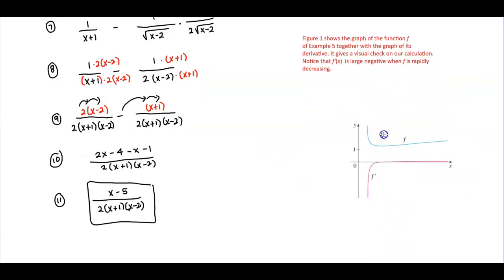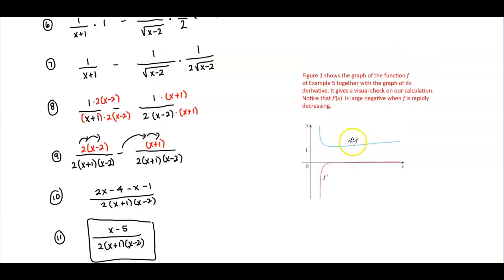Now, let's take a look at this graph. This represents the function, and this is the derivative of that function. This figure shows the graph of the function f of this example together with the graph of its derivative. It gives a visual check on our calculation. Notice that the derivative function is large negative when f is rapidly decreasing. So here it's large negative when this is rapidly decreasing.